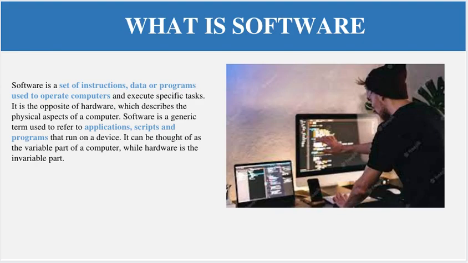Today we shall discuss the topic: what is software. Friend, today's topic is very interesting, especially if you have interest in technology and you want to learn about it.